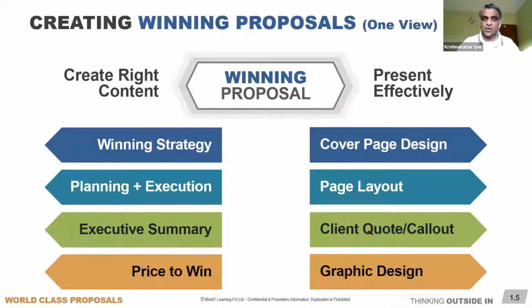So creating the right content will involve the right people, processes, right boilerplate content, and going through a proper process like the way we talked about: analyzing the RFP, identifying issues, mapping them to your capabilities, arriving at your differentiators, going through a structured, well-defined process to arrive at the right content.